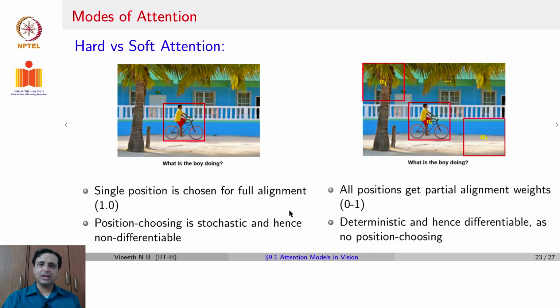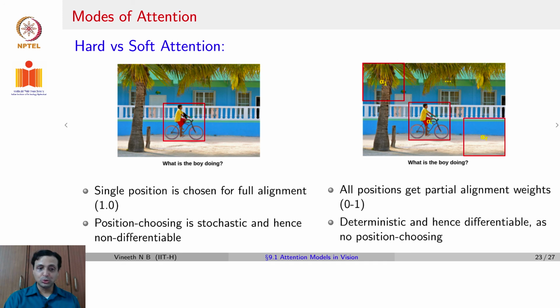What are the kinds of attention one can have? You could consider having a hard versus soft attention. What do these mean? In hard attention, you choose one part of the image as the only focus for giving a certain output. Let's say image captioning. You look at only one patch of the image to be able to give a word as an output.